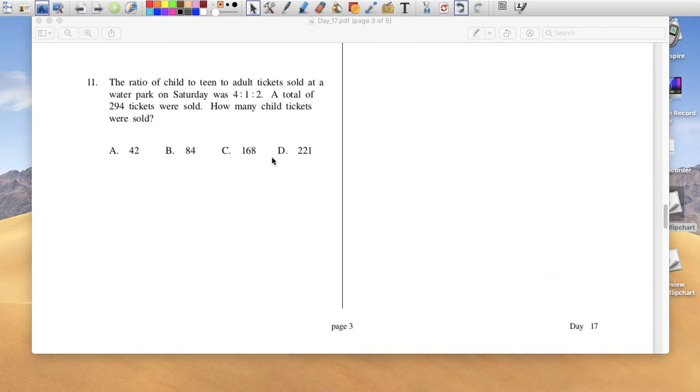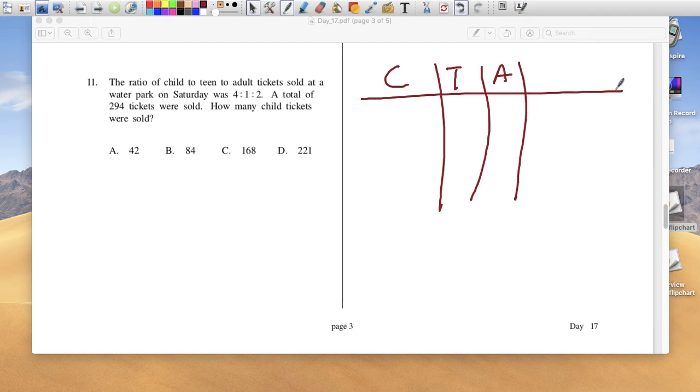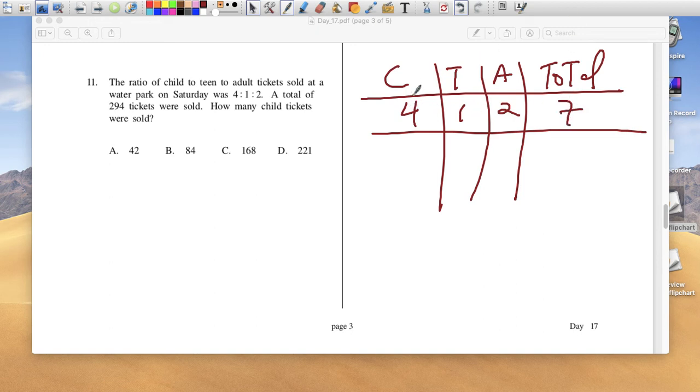11. The ratio of child to teen to adult tickets sold at a water park was 4:1:2. So again, let me write child, teen, and adult, and this is total. There were 4 tickets sold to children, 1 to a teen, 2 to adults. Sum them up: 4 plus 1 plus 2 is 7 tickets. So 4 were to children, 1 went to a teen, and 2 went to adults. That's what I know.